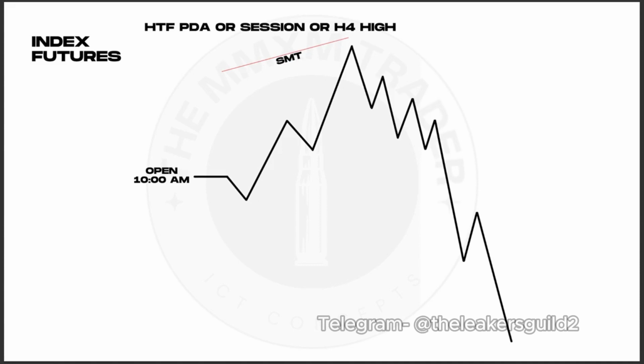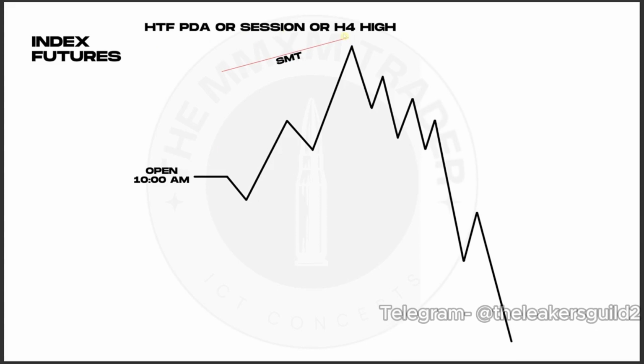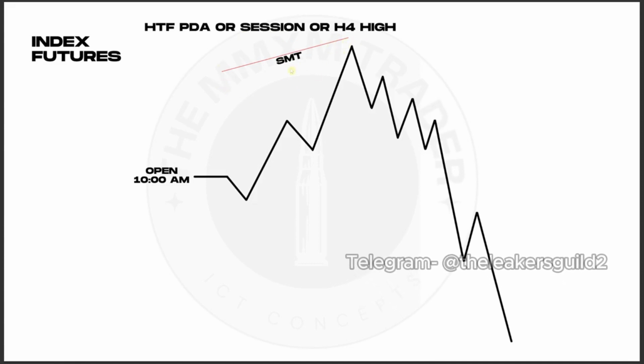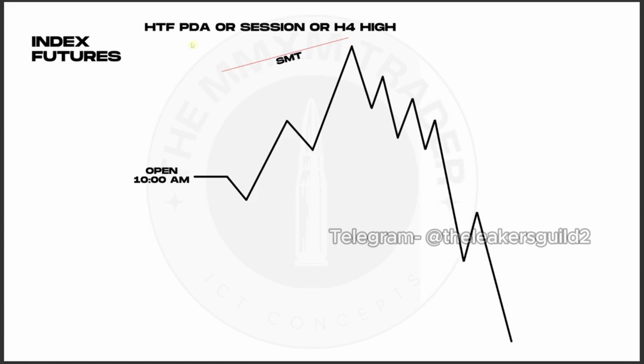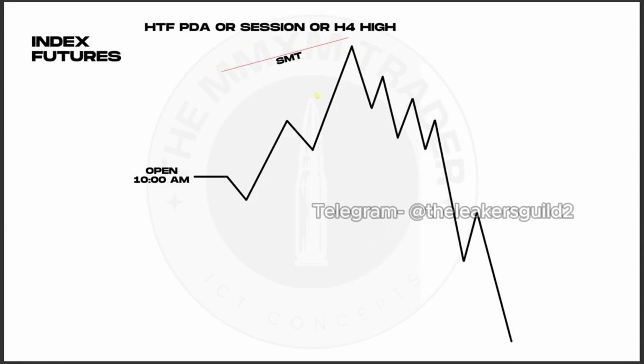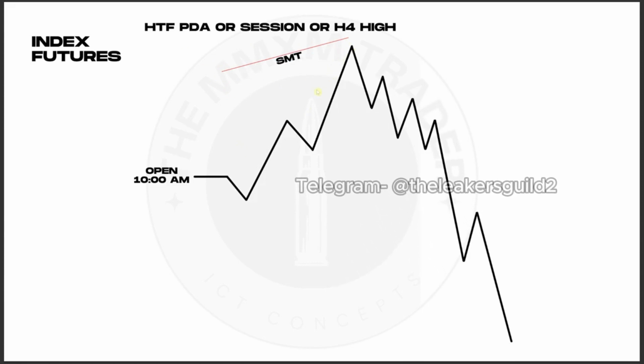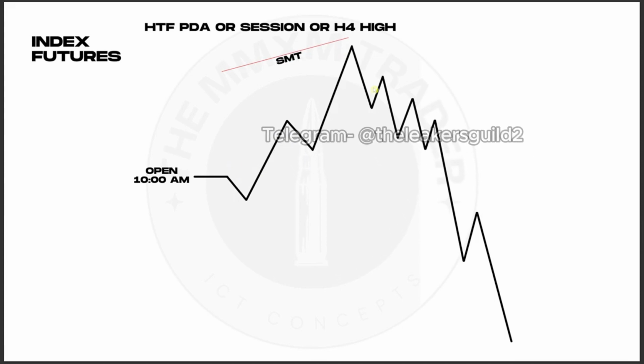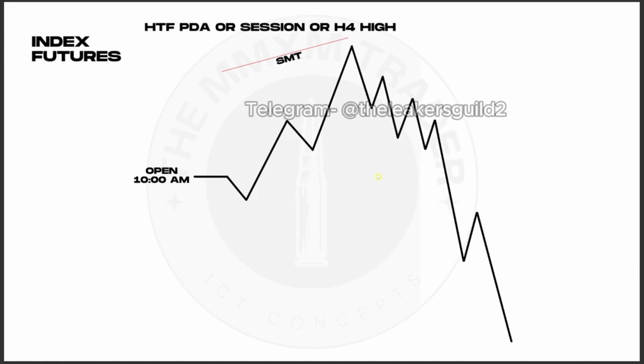Starting off with index futures, right? 10 a.m. candle, a new 4-hour opening. We want to see a manipulation phase first into a higher time frame PDRA or previous session high or a previous 4-hour candle's high. And what is going to be key is that SMT again, right? On that high, on that session low, on that PDRA, we want to see that SMT, and that is the manipulation phase, or the power of 3, right? We want to see accumulation, manipulation, and then distribution lower into that 4-hour candle.